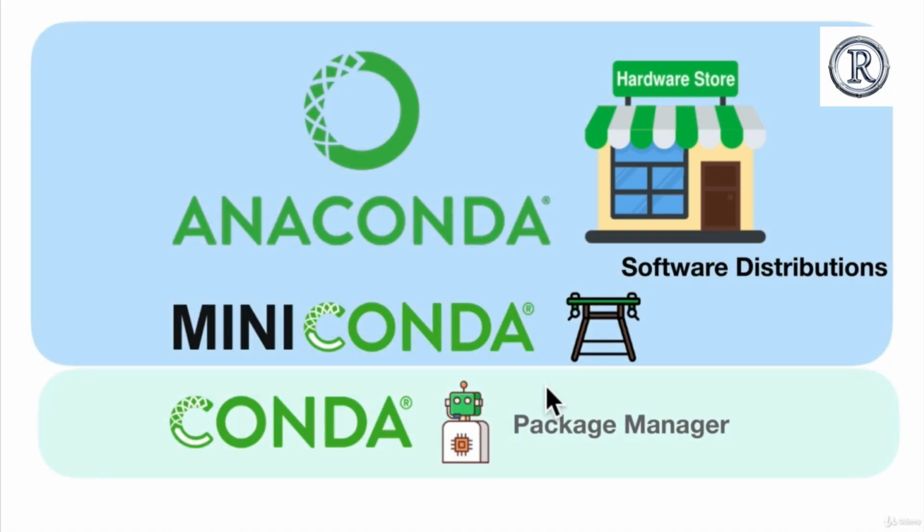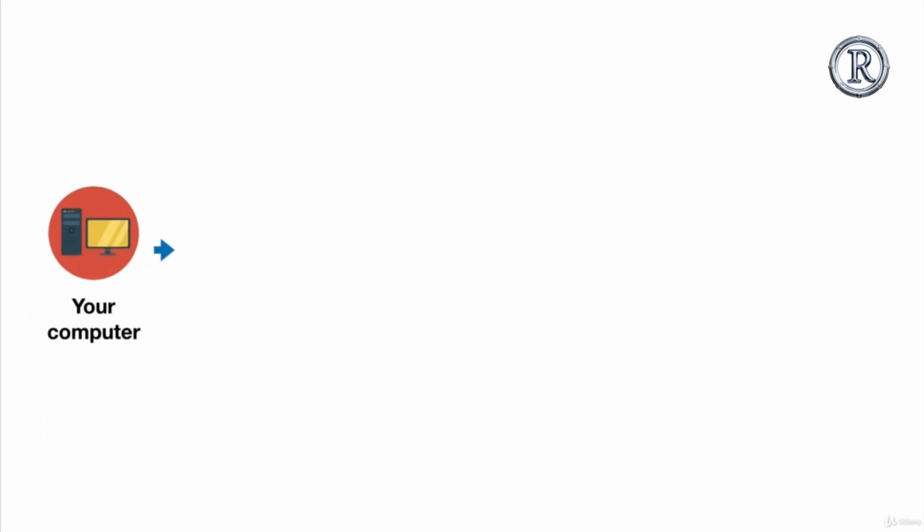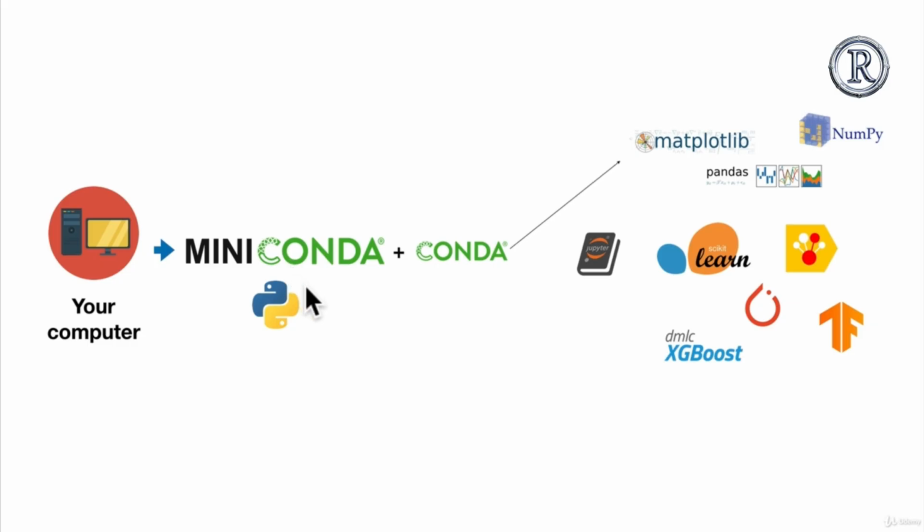Formally, Anaconda and Miniconda are known as software distributions, and Conda is known as a package manager. Remember how a package is a collection of code someone else has written which you can use? Well, Conda helps you download, install, and manage these packages. When you download Anaconda or Miniconda and install it to your computer, Conda comes with them. But because we're using Miniconda, it comes with the essentials to get started, like Python, not the entire hardware store of data science tools like Anaconda.